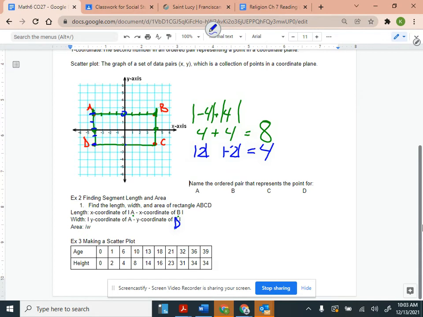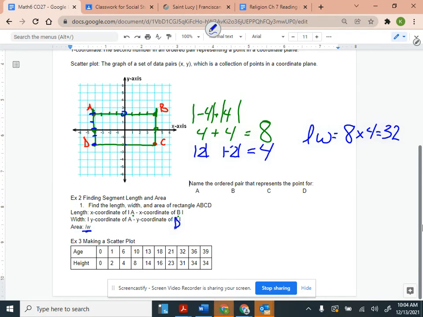So now we want to find the area. The area is the length times the width. So 8 times 4. So what is the area of our rectangle? Bria? 32. So the area would be 32. So if we counted all of the squares inside of our rectangle, there are 32 of them.